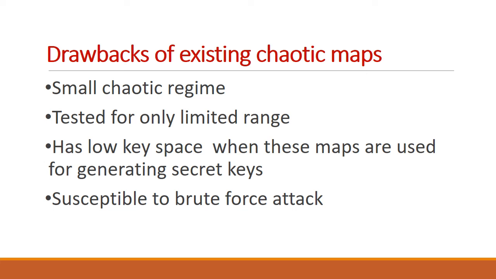And therefore, many researchers indulge in developing new chaotic maps which have a larger chaotic regime. But it is observed that most of the maps are tested only for a limited range. So in that case, will it be safe to use a chaotic map which is not tested for the control parameter? So this remains a question mark, and so the new map called the JSMP map was developed.